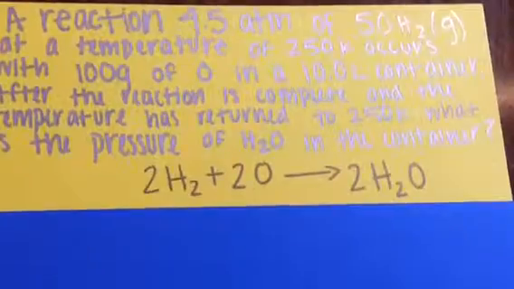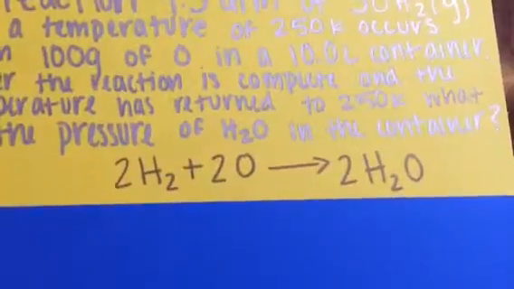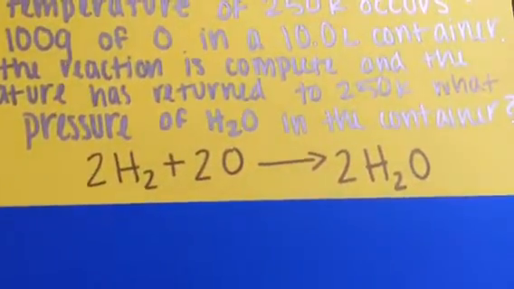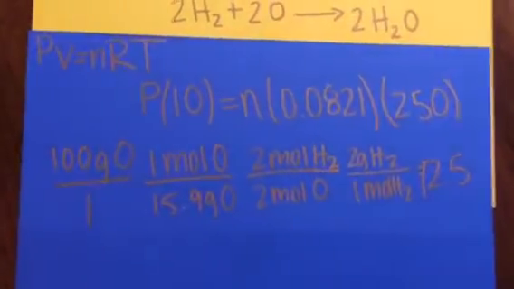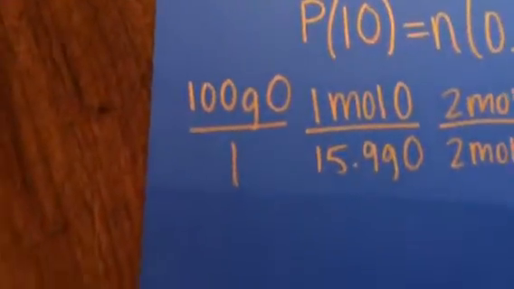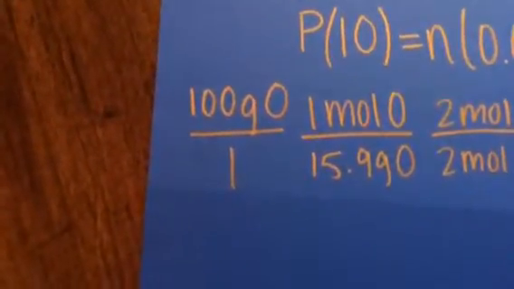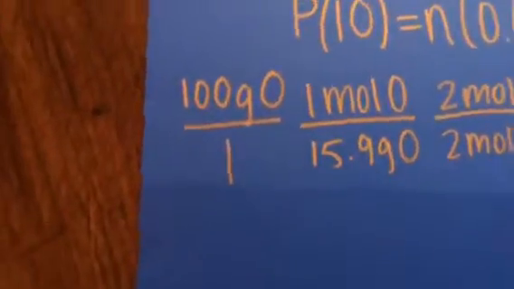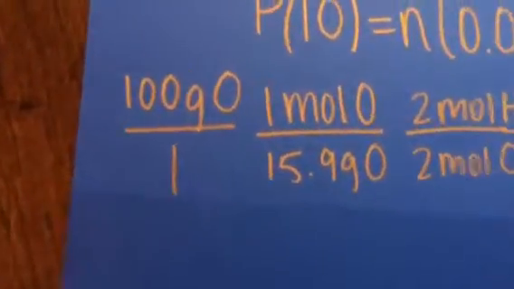container? This is the balanced equation that we will be using to find our limiting reactant. We will be using the formula PV equals nRT. To start out our problem, we are going to start with 100 grams of oxygen, and we know that because that's what we are given in our question. Then you're always going to start by putting what you were given over 1.